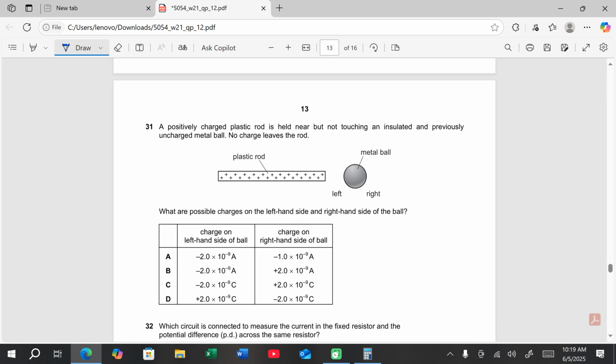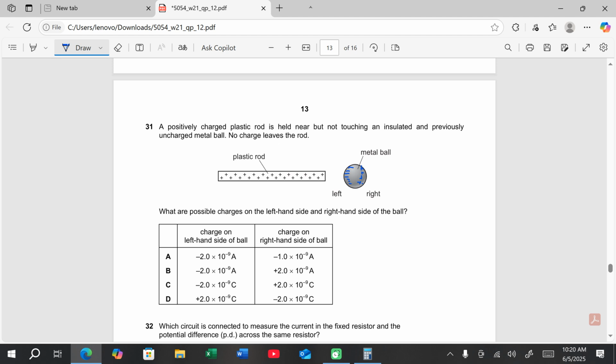A positively charged rod is held near but not touching an insulated and previously uncharged metal ball. No charge leaves the rod. What is the possible charge on the left side and the right side of the ball? Since the rod is positive, it has to be negative here and positive here. So on the left side it is going to be a negative charge and the right side it is going to be a positive charge.